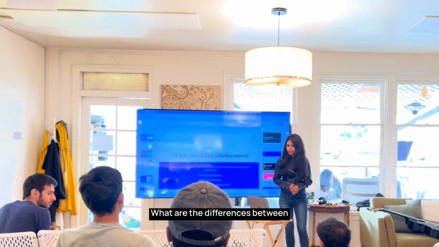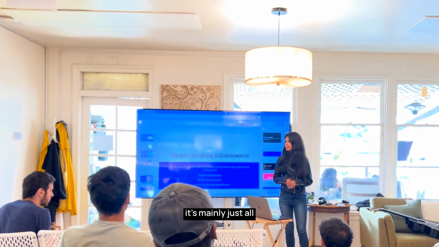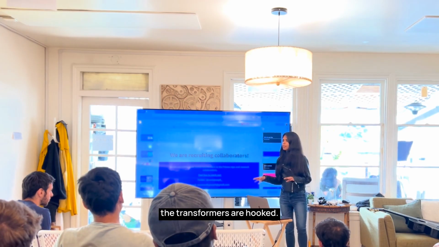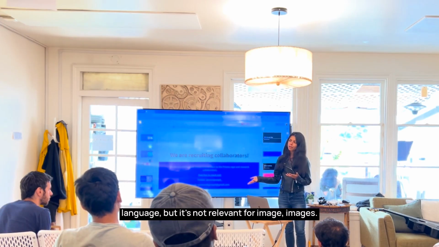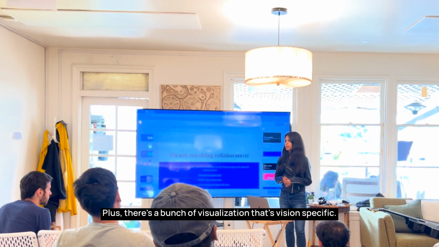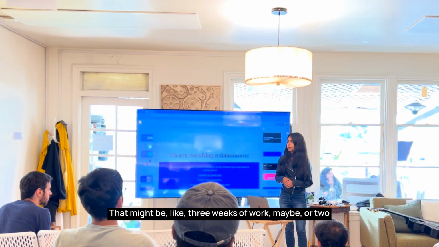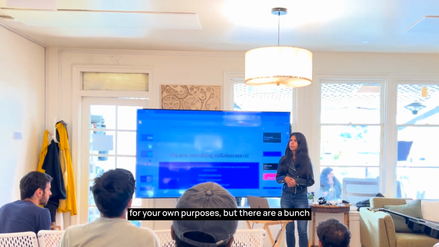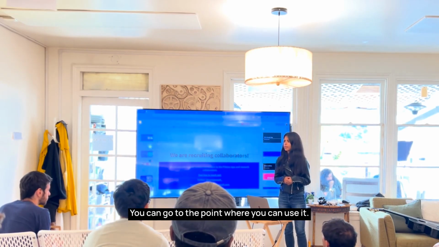People online as well. What are the differences between Prisma and Transformer Lens? It's mainly that all the transformers are hooked. Yep. For Transformer Lens, there's a bunch of tokenization functionality that is relevant for language, but it's not relevant for images. There's a bunch of visualization that's vision specific, like Logit Lens and various attention head visualizations. You could definitely work Transformer Lens and port it over to all the models. That might be 2 or 3 weeks of work, depending on how hacky you are. So you could definitely repurpose Transformer Lens for your own purposes, but there are a bunch of subtle things, attention being different. The architecture is different enough that it would require some dev work to get it to the point where you can use it. Yeah.